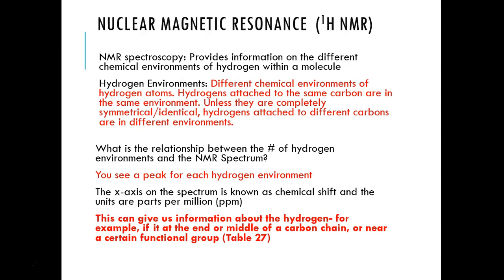Okay. Our last type of spectroscopy is HNMR spectroscopy. NMR stands for nuclear magnetic resonance, and it provides information on the different chemical environments of hydrogen. So hydrogen environments are just saying that the hydrogens are in different chemical environments. Hydrogens attached to the same carbon are in the same environment. So for example, if I have a methyl group with 3 hydrogens attached to the same carbon, those 3 hydrogens are in the same environment. Now, unless they're completely symmetrical or identical, hydrogens attached to different carbons are in different environments.